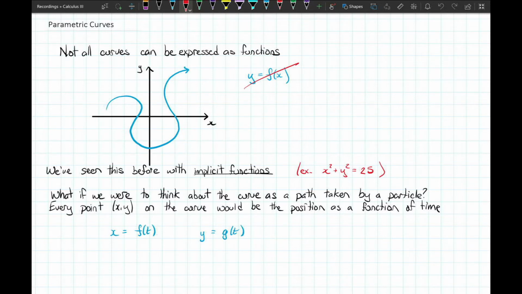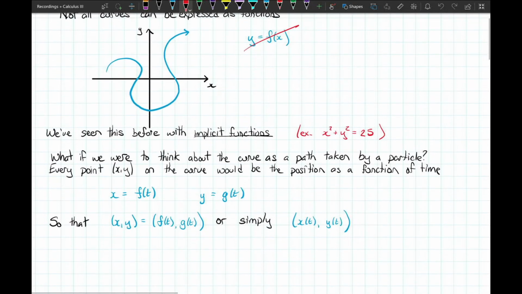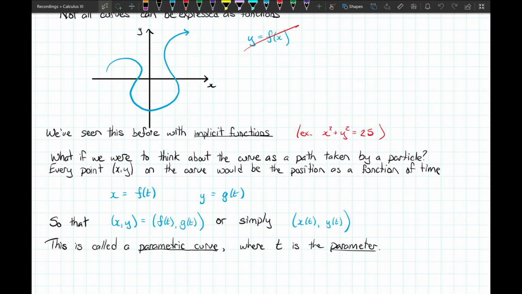So that way we end up with coordinates x, y as being some function f of t, some function g of t. And if we don't want to use f and g, we can use another notation where we just simply think of x and y as being functions of time, x of t and y of t. This gives us what we call a parametric curve, and t here, that idea of possibly time, is our parameter. Whatever we want to choose for t is what we will plug in to these 2 functions to come up with x and y.